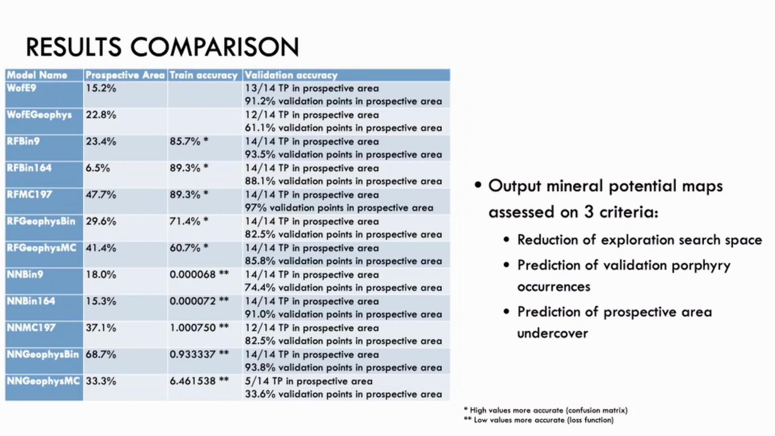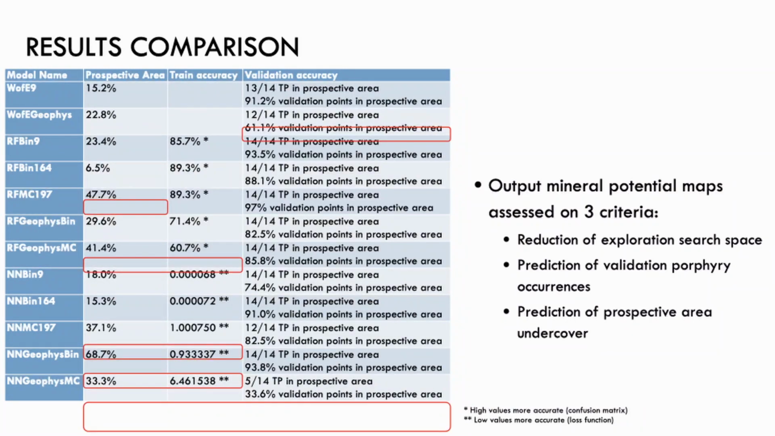How well the models were trained. For the random forest models, the training accuracy was determined from the confusion matrix, so higher values are better. And for the neural networks, the training accuracy is based on the loss function and lower values are better. We can see here there's quite a bit of variation in the training accuracy for the different models, and essentially found that there are a number of issues relating to the amount of prospective area coming up in some of the models, about 50% for some of them, more than 2/3 for other models, and also some issues with the validation occurrences. So about 6 of the models have some issues with various aspects of the outputs and with the training.